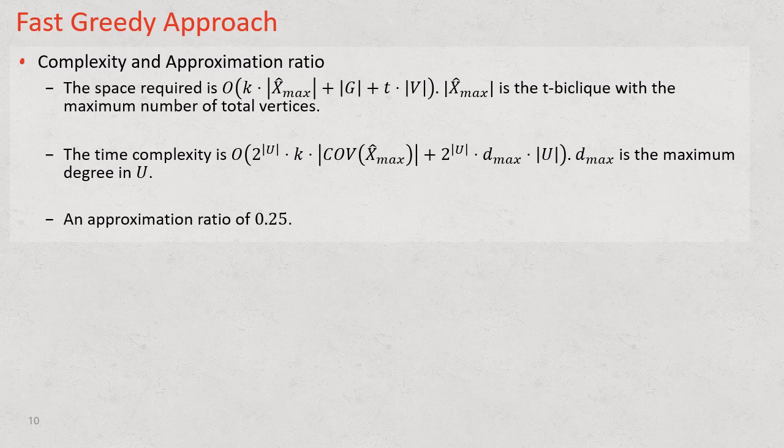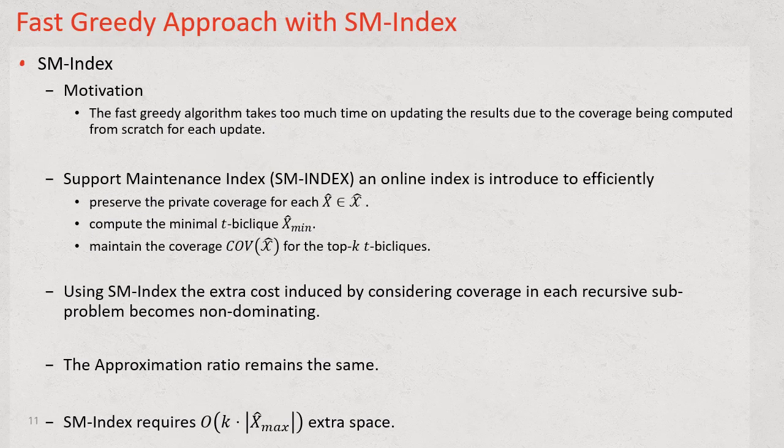Although the fast greedy approach is quicker than baseline, the required time complexity is still very large and is impractical for large datasets. Therefore, we now propose an online index to further improve our fast greedy approach. The SM index is an online index which is proposed to reduce the computation time of computing the coverage and minimal t-Biclique from scratch. It mainly provides the following three features for the current set of top k t-Bicliques. First, it preserves the private coverage of each t-Biclique. Second, it computes the minimal t-Biclique, and third, it maintains the t-Biclique set coverage.